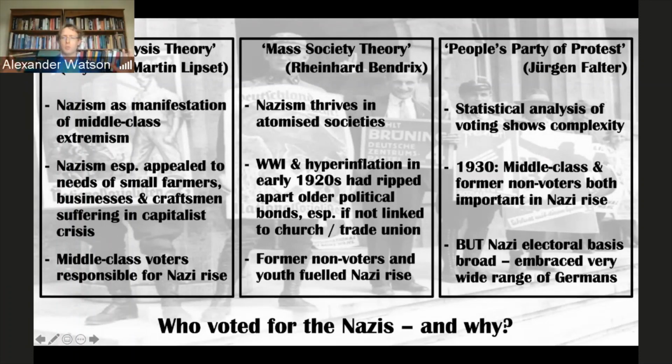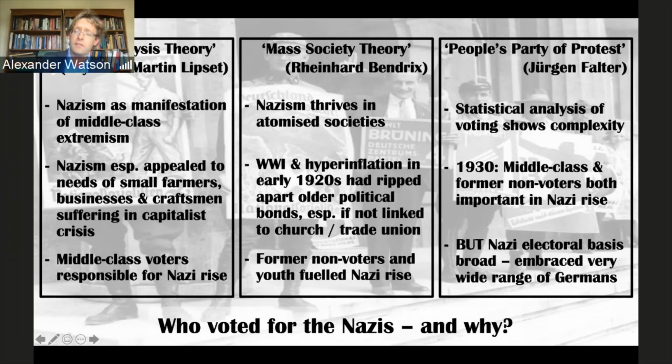Instead, it takes German interwar society as a whole and argues that it was atomized, that individuals were by themselves, that whole social groups were separated from each other, something that actually people worry about in our own society to a great degree as well. Bendix argued that since 1914 there had been a series of crises which had ripped German society apart and ripped people from their previous, more traditional political loyalties. The First World War, the hyperinflation that followed in the early 1920s and the Revolution, and then the Great Depression of the late 20s and early 30s had ripped apart older political bonds.